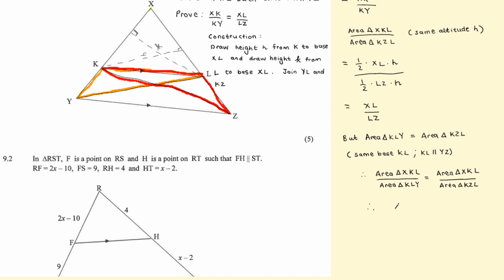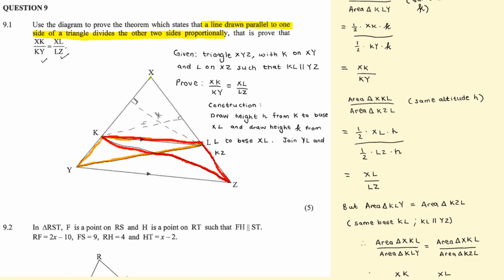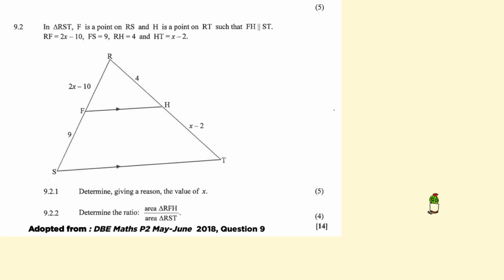Therefore, XK over KY is equal to XL over LZ, right? And thus you have now proven your theorem. Okay, so now that we've proven this theorem yet again, let's look at another example on how to apply it.